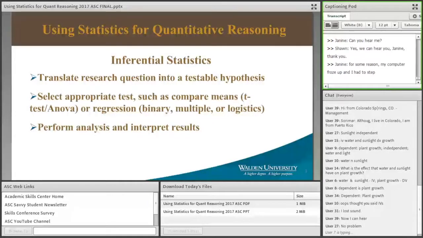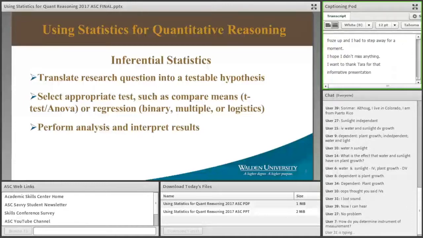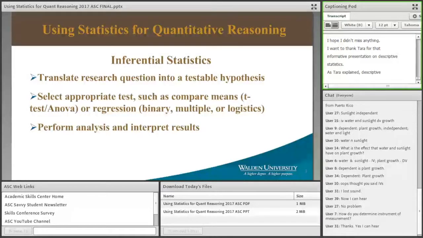I want to thank Tara for that informative presentation on descriptive statistics. As Tara explained, descriptive statistics are used to provide details about groups of data so that we can understand what the variables are, how they act, what they measure. But now I'd like to talk about the next level of quantitative reasoning, and that is inferential statistics. Inferential statistics elevates the analysis of data to the next level, and it uses techniques to draw samples and then explore those samples in a bit more detail.